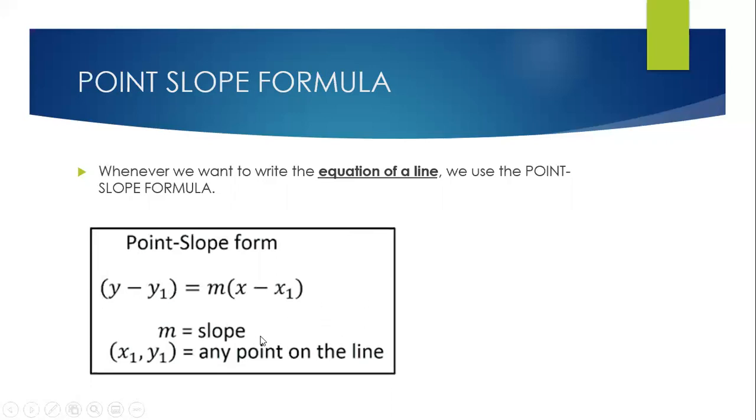All right, again, m is slope, x1, y1 is any point on the line. Remember, a point is just an ordered pair. An ordered pair is composed of an x and a y. So every ordered pair has an x and a y. All right. So whenever I want to write the equation of a line, I use the point-slope formula.